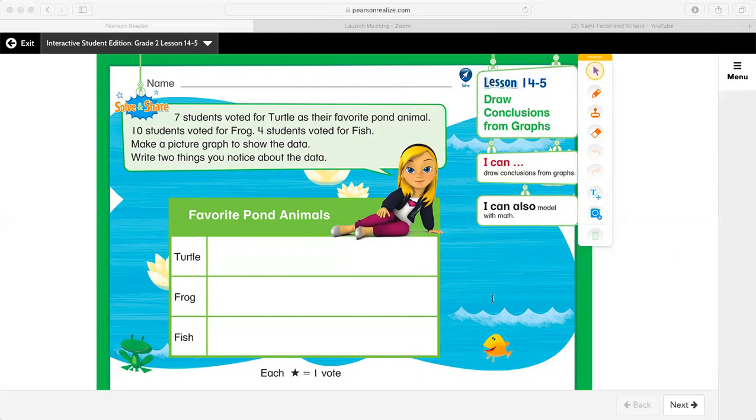We go down to Leah's work. She says that more students like frogs than turtles. Okay, she's also correct. And she said that more students like turtles than fish. Again, she is also correct.